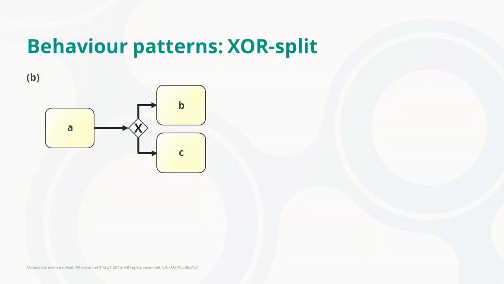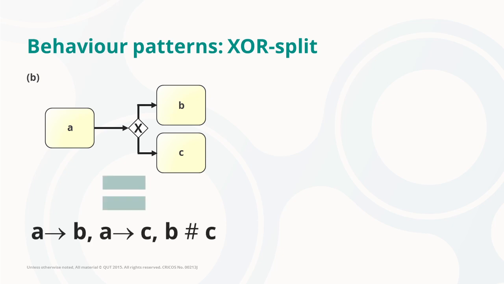Let's start with the XOR split. So this is essentially a pattern of choice. With an XOR split, we essentially identify that there's one activity, let's call it A, that is followed by another activity, and that there's also a causal relationship to a third activity. Beyond that, these 2 subsequent activities are in an exclusiveness relationship. That means from A we can either continue with B or we can continue with C, but we cannot continue with both. They are exclusive.